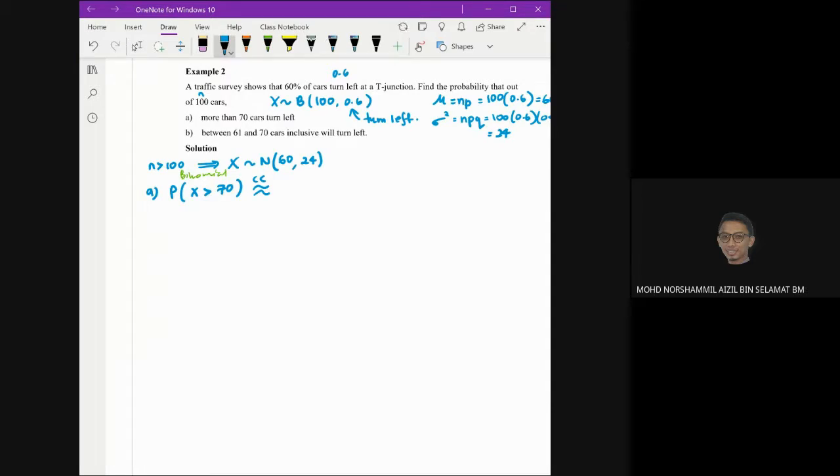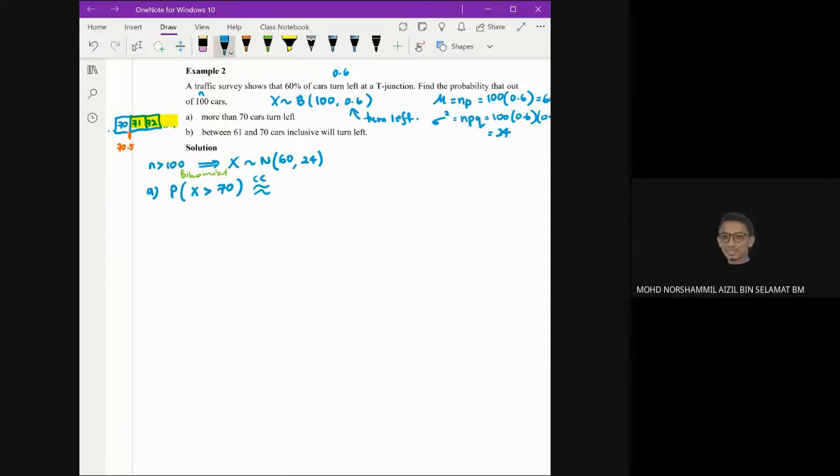More than 70. Maksudnya kita nak start dekat berapa? 71, 72. Okay guys. So more than 70 maksudnya kita nak sebelah kanan. Start daripada 71. Betul tak? Betul sir. Okay. Start daripada 71 maksudnya kita kena ambil dekat sini. This point here is 70.5.